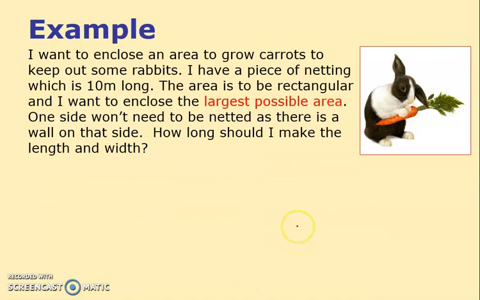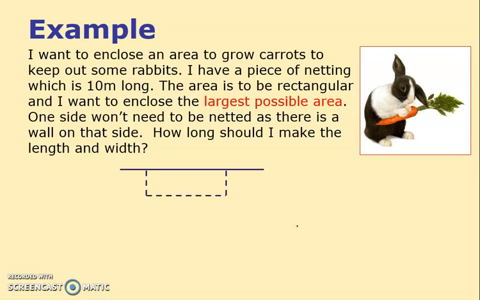Here's a second example. I want to enclose an area to grow carrots to keep out some rabbits. So presumably I'm going to cage off some land which I'm going to put my carrots into. I have a piece of netting which is 10 meters long. The area is to be rectangular, and I want to enclose the largest possible area. One side won't need to be netted as there's a wall on one side.